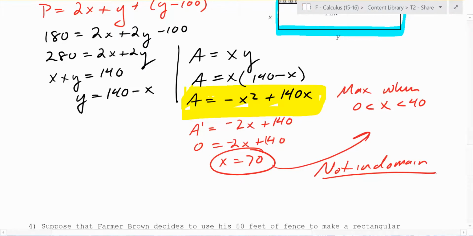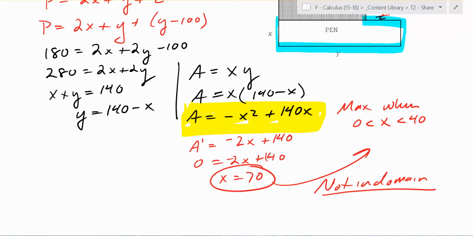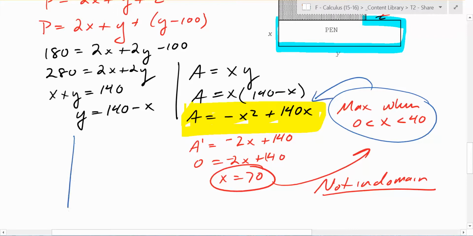So how do you figure it out? You take this domain restriction and you analyze that function. What does that function look like, everybody? What shape is it? It's a parabola facing up or down. Crossing the x-axis at what and what? Where does this cross the x-axis?